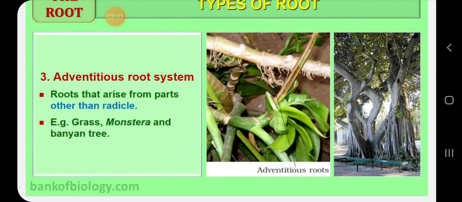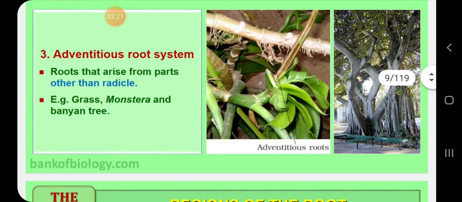Now adventitious roots. In this, the roots arise from parts other than the radicle. Radicle means the part of the embryo. If the embryo grows into a long root, that will be a primary root. But if the roots grow from other parts, that is called adventitious roots. For example, grass, banyan tree, monstera.